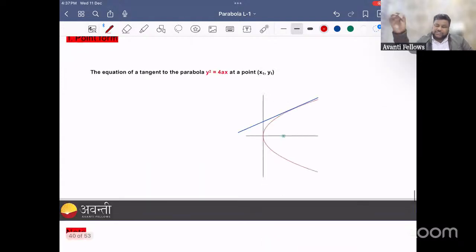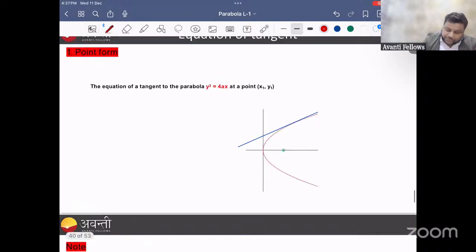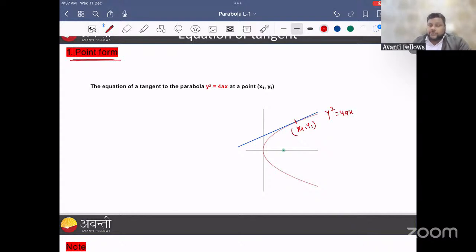Now the equation of tangent to this parabola in different situations. First is point form. Let us assume there is a point (x1, y1) on the parabola y square equals 4ax. I told you the equation of tangent can always be obtained on any conic by replacing x square by xx1, y square by yy1, x by (x plus x1)/2, y by (y plus y1)/2, and keeping the constant as it is.